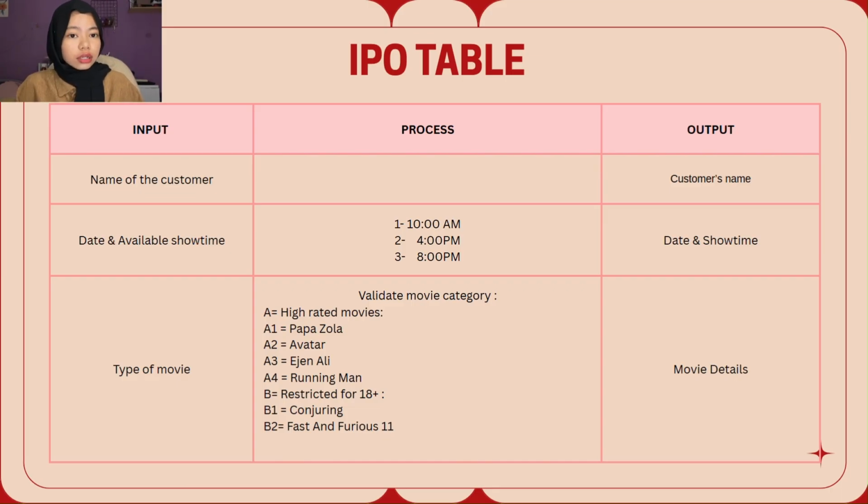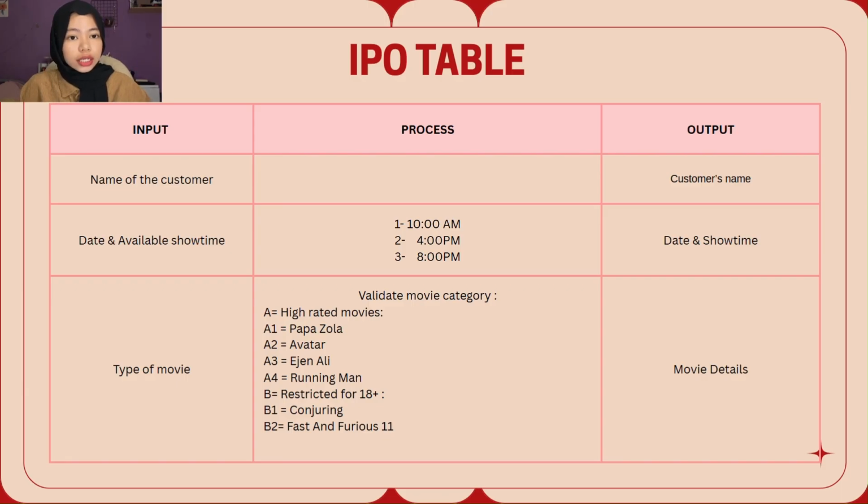In our process column, we use a code entry method to make the booking system more efficient. Instead of requiring users to type out long movie titles, we use a streamlined identification system. For example, in date and available showtime, the customers can easily type number 1 for 10 a.m., number 2 for 4 p.m., and number 3 for 8 p.m.